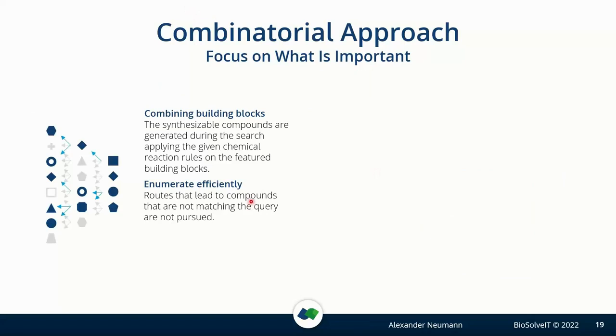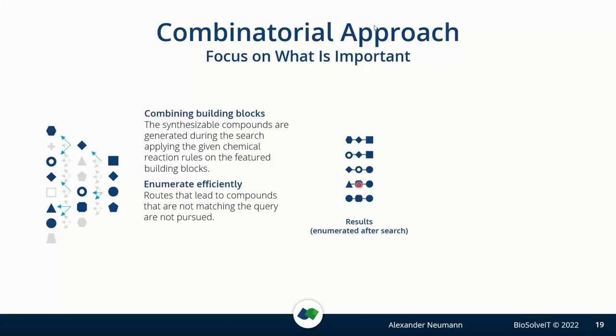The beauty of this approach is we create the results when we search. So if we would start with a query compound, we would only pursue the most interesting or the most important results. As you can see here, we only follow the blue arrows to our compounds. We combine this building block with this building block with this building block, then this one and this one, and so on. So we do not enumerate everything. We enumerate only those compounds that are of interest to us.